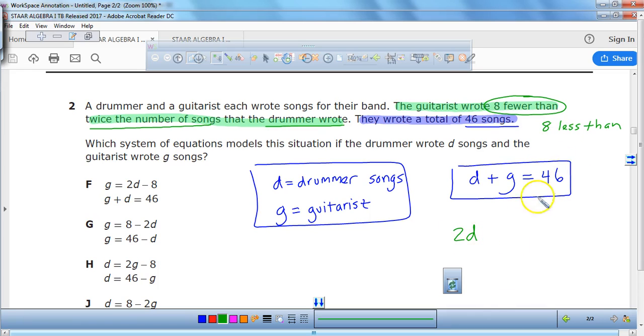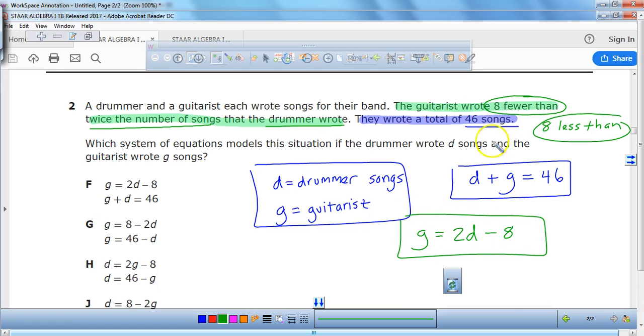And what we're going to have to do is take away, it says 8 less than, so we're going to have to take away 8 at the end. And what is that going to equal? That's going to equal our guitarist. So the guitarist wrote twice the number of songs that the drummer wrote. So that's the 2D part. And then the 8 fewer than part is you got to take away the 8.